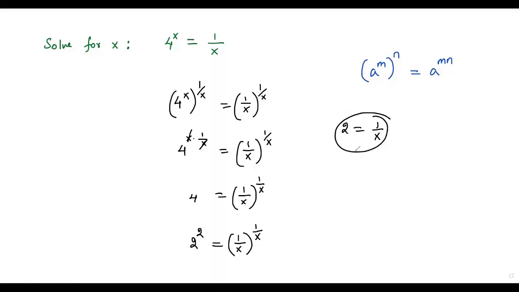Now we have to solve for x in this equation. But here the variable x is in the denominator. To solve for x, we have to get the variable x in the numerator. So now let's take the reciprocal on both sides. If I take the reciprocal of 2, it becomes 1 over 2, and if I take the reciprocal of 1 over x, it becomes x over 1, or simply x. So the value of x in the given equation is 1 over 2.